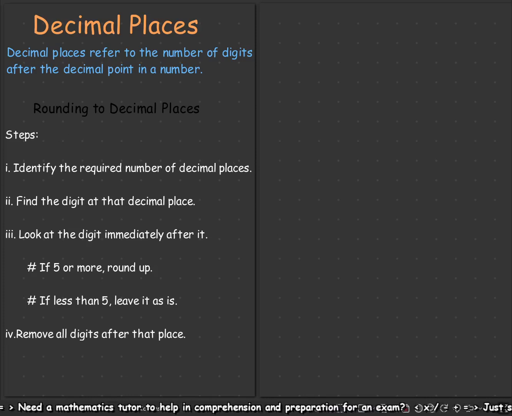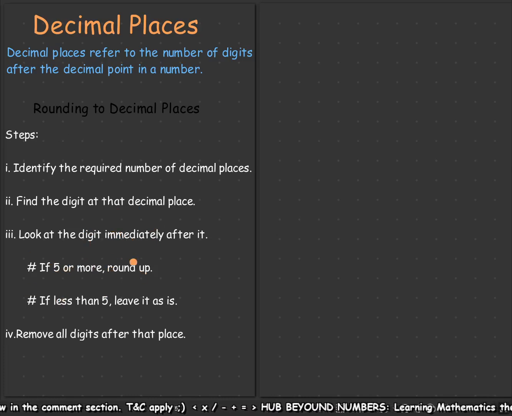As you take note of it, find the digit that is at that place. So if you are rounding to one decimal place, or you are rounding to the 10th, then look at the digit at the place value of the 10th. If you are rounding to two decimal places, or you are rounding to the 100th, look at the digit at the what? The second decimal place. Then, after taking note of the digit, look at the digit immediately after it. That is to its right.